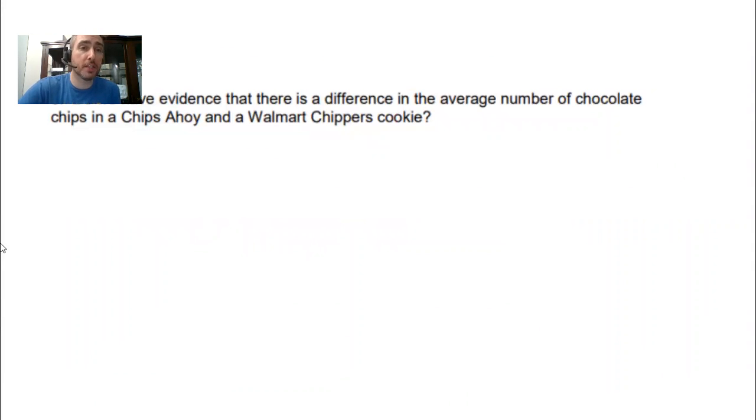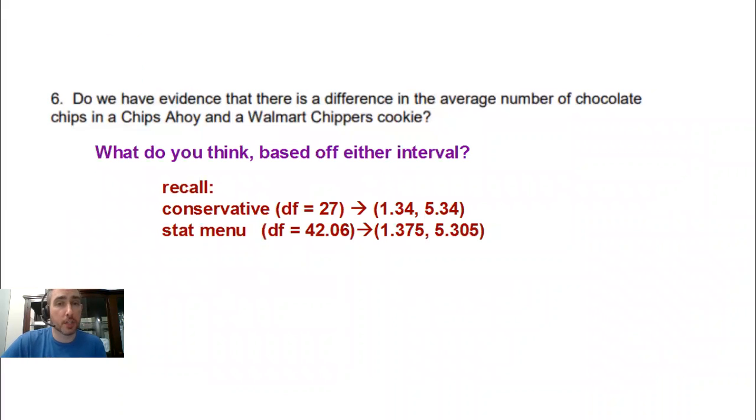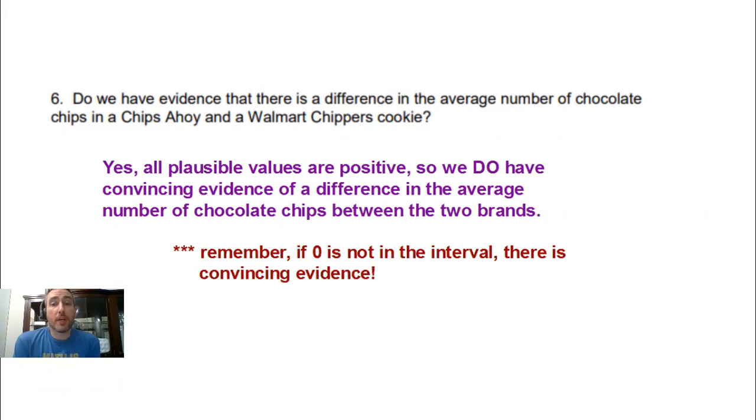All right, so the question is, is there convincing evidence that there's a difference in the average number of chocolate chips in Chips Ahoy and Walmart cookies? Well, using either interval, whether you use the conservative estimate or your stat menus, less conservative, you can see that both intervals are above 0. And so since all plausible values are positive, we do have convincing evidence of a difference in the average number of chocolate chips between the two brands. Remember, if 0 is not in the interval, there is convincing evidence.